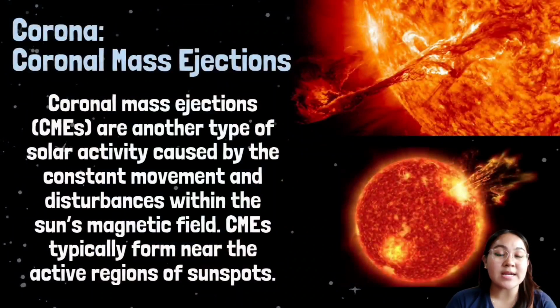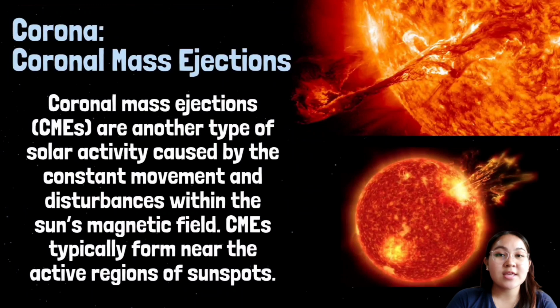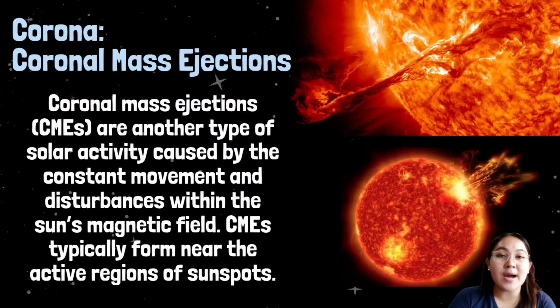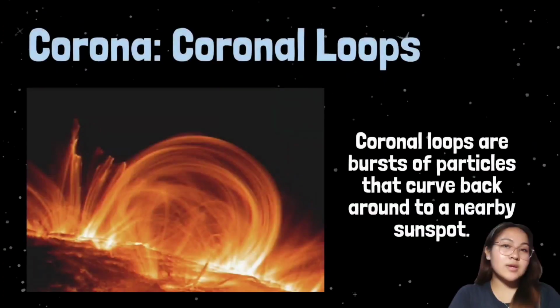Large plasma and magnetic field eruptions from the sun's corona are called coronal mass ejections. They develop when tangled magnetic field lines explode and release energy. They have an embedded magnetic field frozen in flux that is more powerful than the interplanetary magnetic field of the background solar wind, and they can release billions of tons of coronal material.